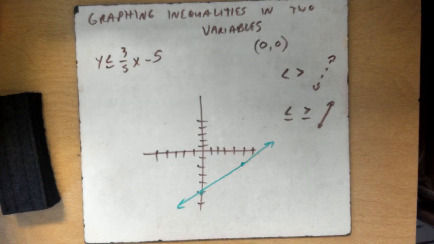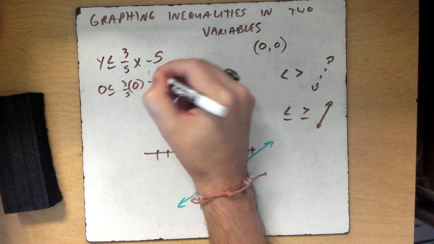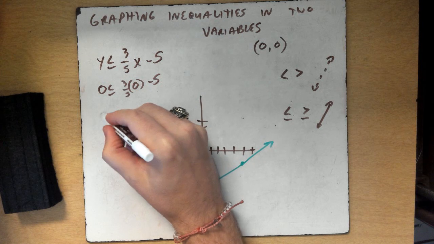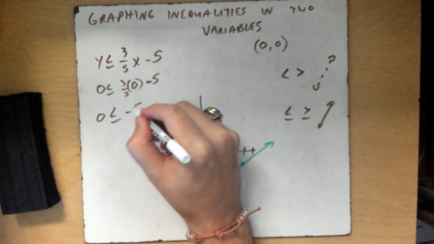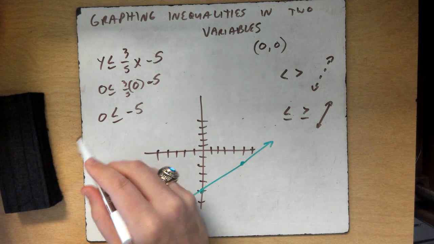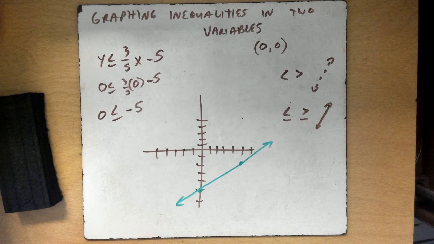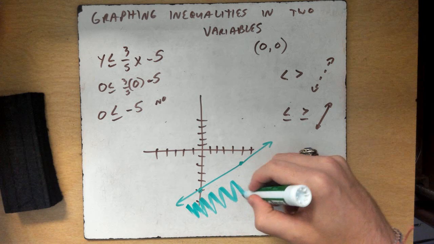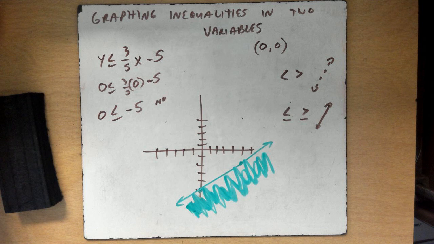So I go 0 less than 3/5 times 0 minus 5. Basically, you can see how this cancels out. 0 less than, the minus is still in front of the 5, so that minus comes down with the 5. So ask yourself, is 0 less than or equal to negative 5? No, it's not. So it's no. I shade away from 0, 0. Away from my point.